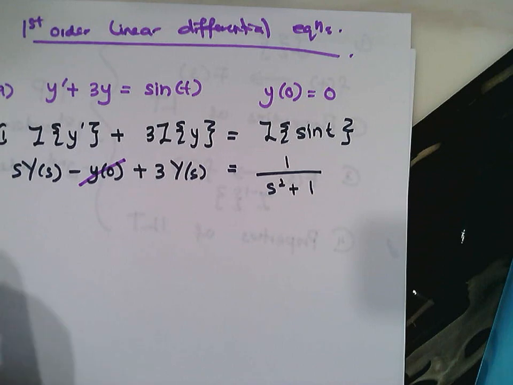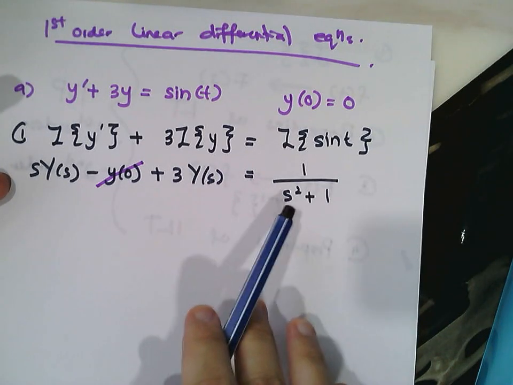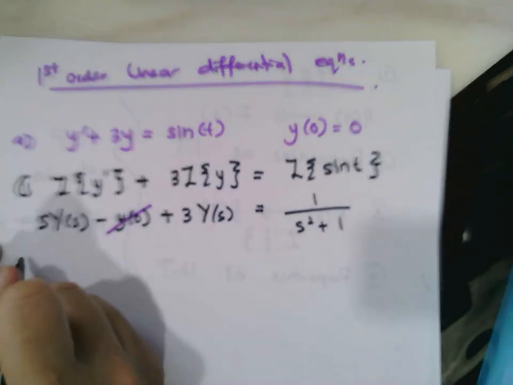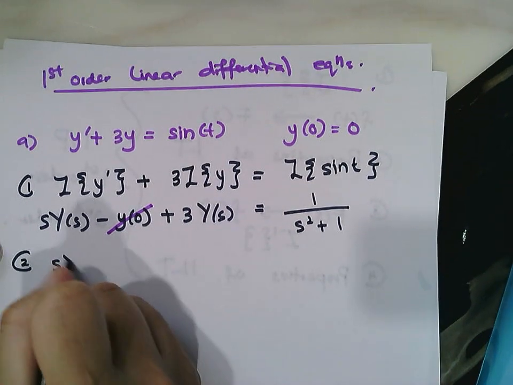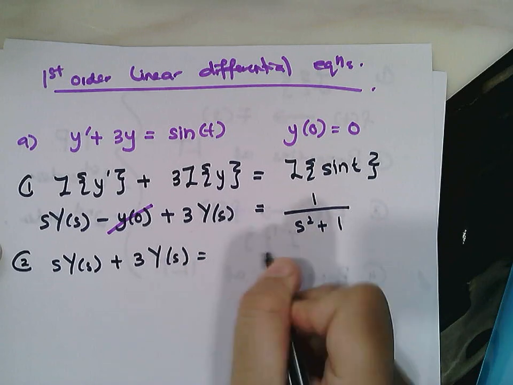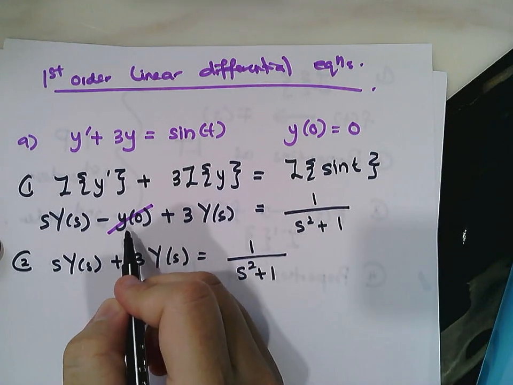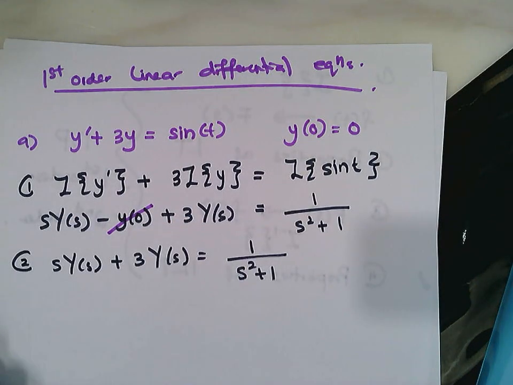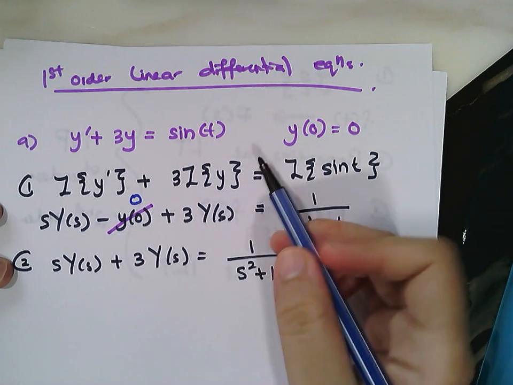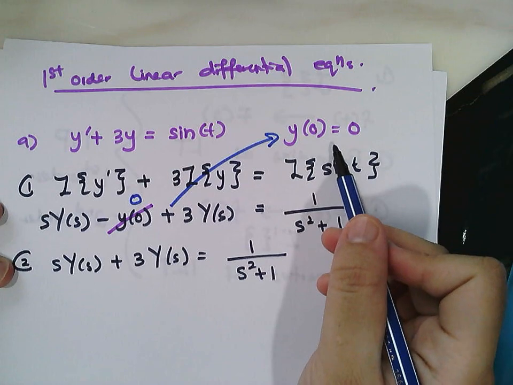Okay, so you are left with sY(s) + 3Y(s) equals to this expression. So the second step will remain as sY(s) + 3Y(s) equals to 1 over s squared plus 1. Why is this one cancelled out? Because this one is equal to 0. Where did I get the 0? It is from the initial conditions given to you.